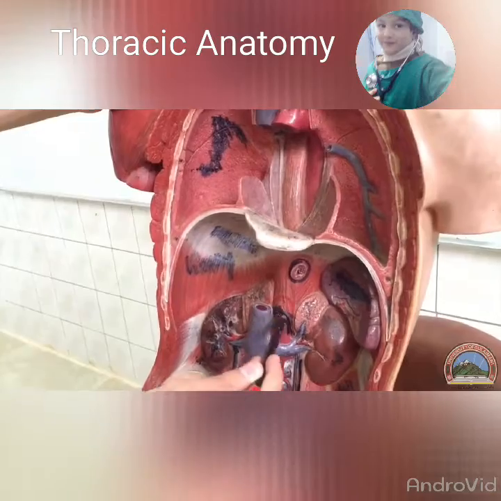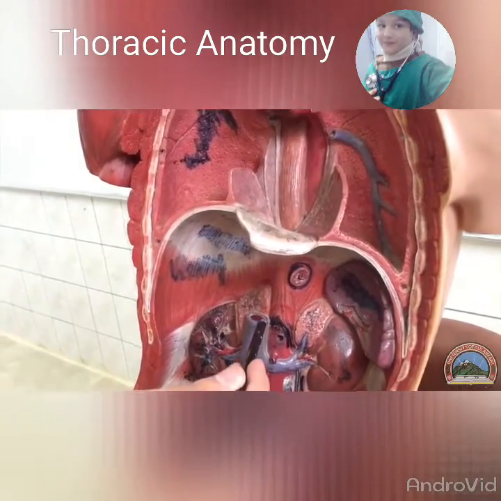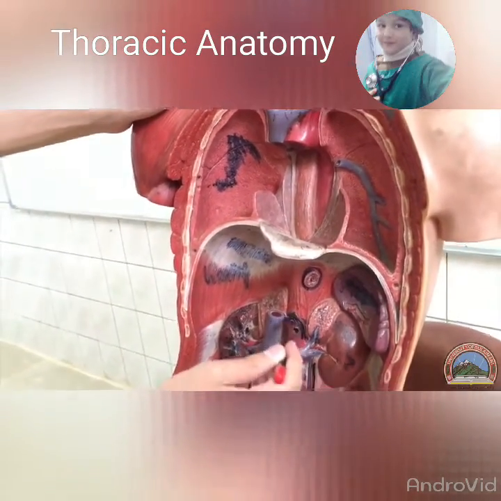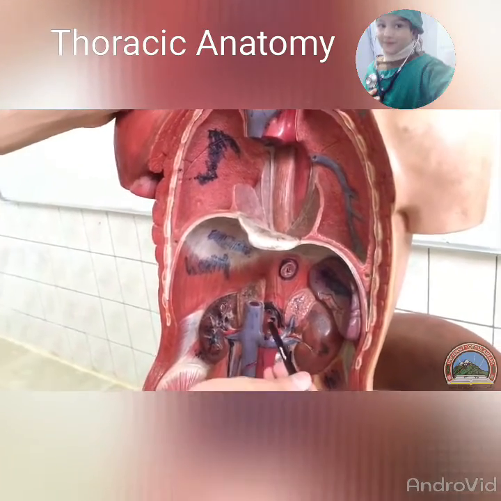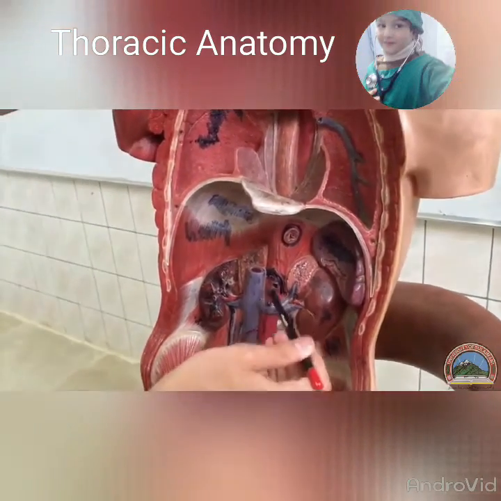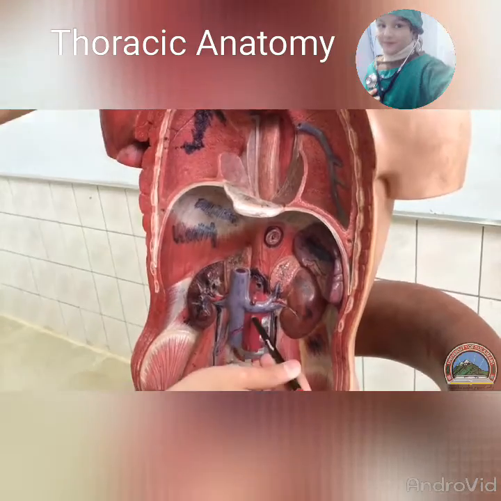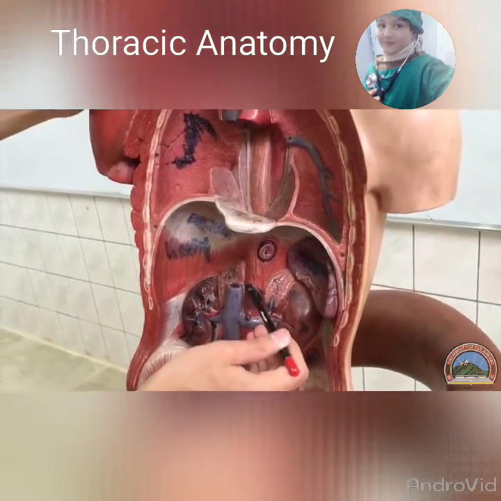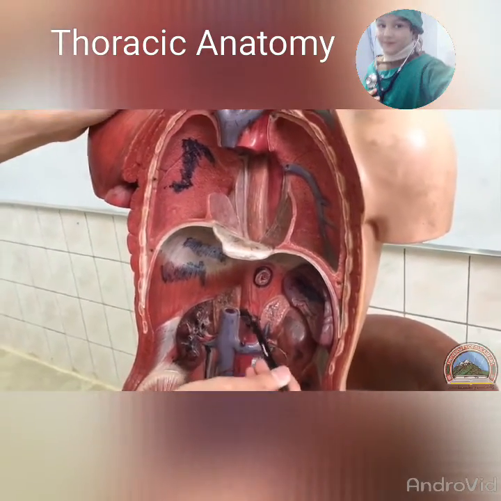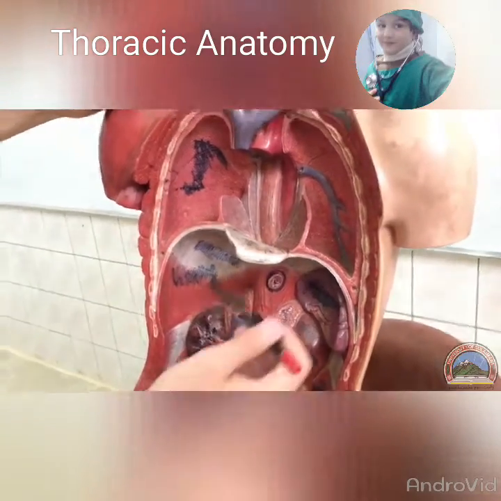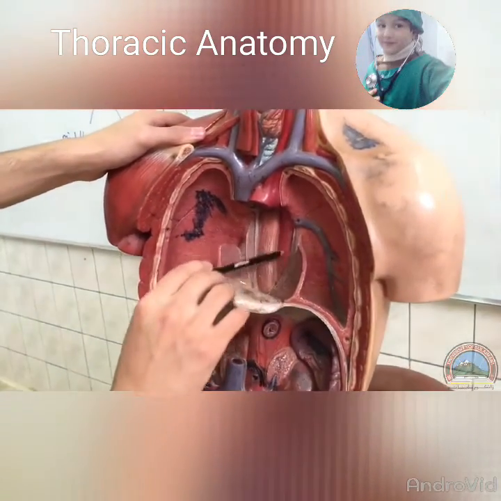This is the aortic opening. It's at the level of the 12th thoracic vertebra for passage of the aorta. So this is the aorta. This is the inferior vena cava, and this is the aorta. The aorta will pass through this opening, which is the aortic opening.